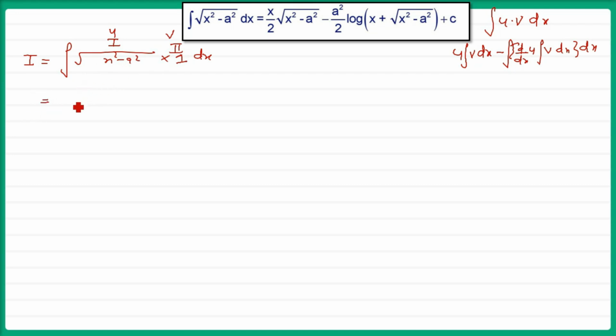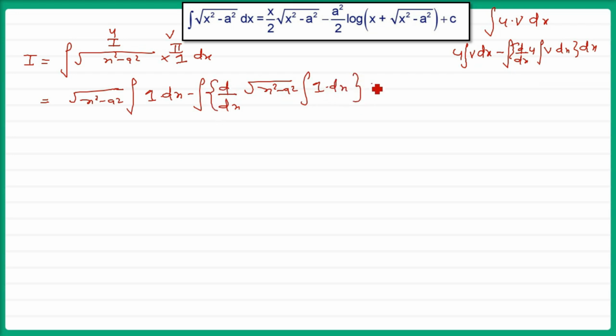So I'm applying this formula now. Under root x square minus a square, then we have integration of 1 dx, minus integration of d by dx of under root x square minus a square, and then integration of 1 into dx, and then after this we will have the final integration. So what are we going to get here? 1 into dx will give you x, and then under root x square minus a square is unchanged. And d by dx of under root x square minus a square, I'll just tell you now. 1 dx will give you x. So let me write it here. I'll just combine it with d by dx of under root x square minus a square. So remember, 1 dx is x.